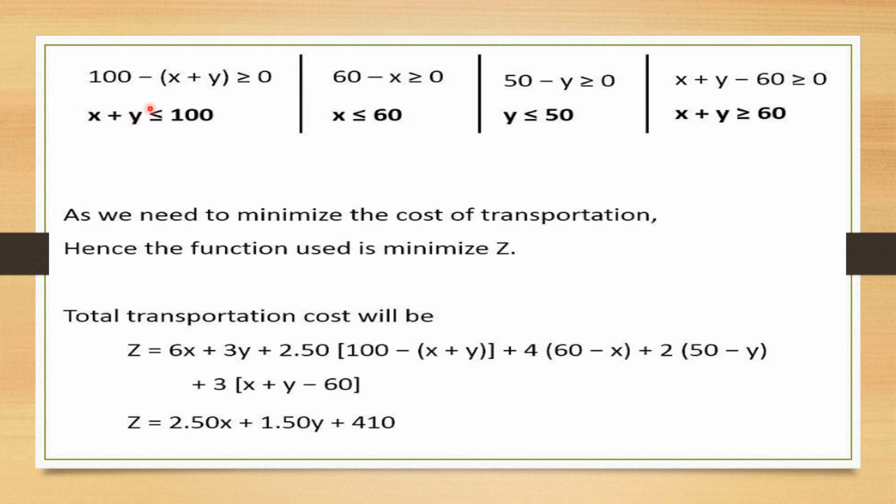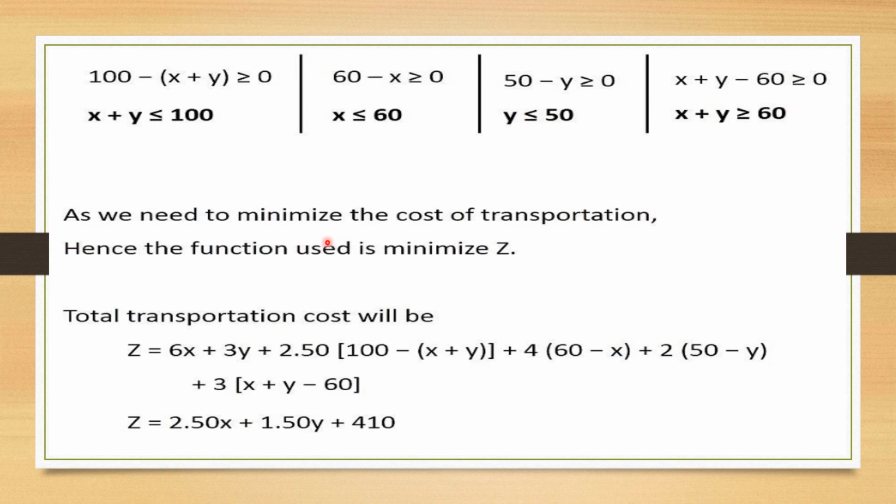As I explained, this is the first inequation: 100 minus (x plus y) greater than or equal to 0. You will get 100 greater than or equal to x plus y, that is x plus y less than or equal to 100. 60 minus x greater than or equal to 0, so x less than or equal to 60. Similarly, from here y less than or equal to 50, and from here x plus y greater than or equal to 60.